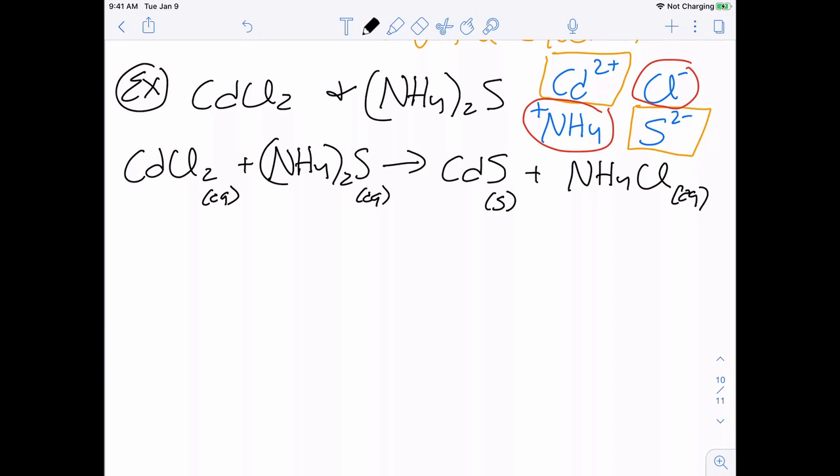We do need to balance our equation. So on my reactant side, I have 2 chloride. I also have 2 ammonium. So if I go and put a 2 in front of ammonium chloride, that's going to balance it for us.